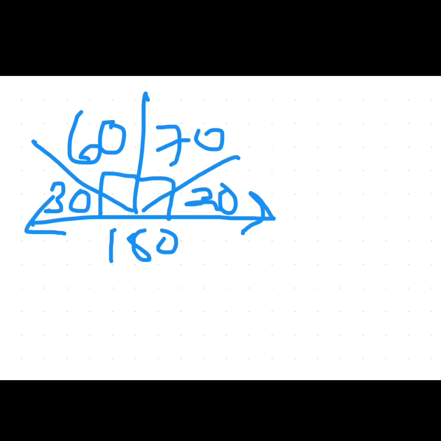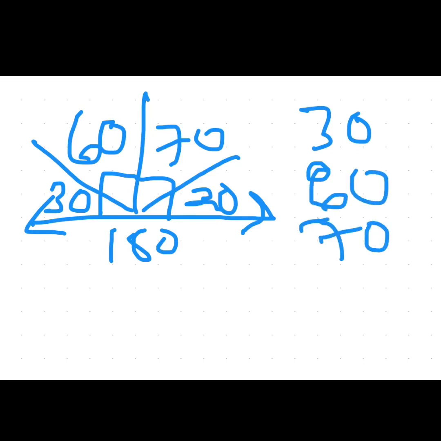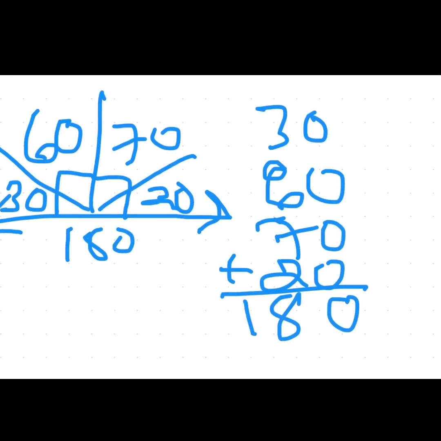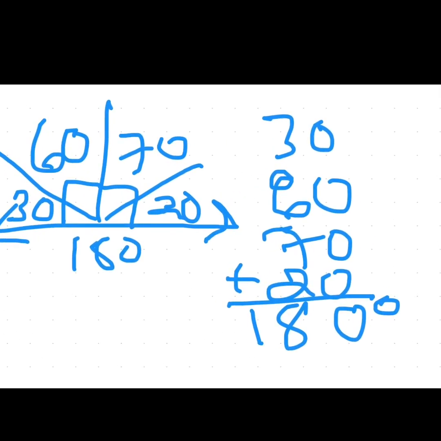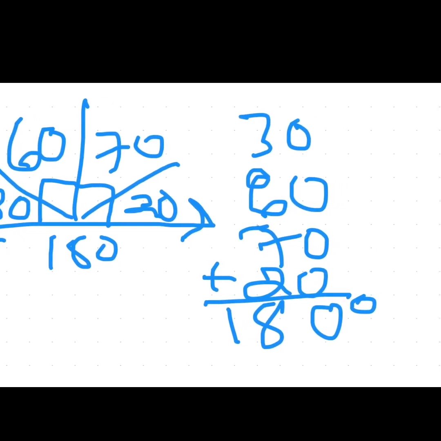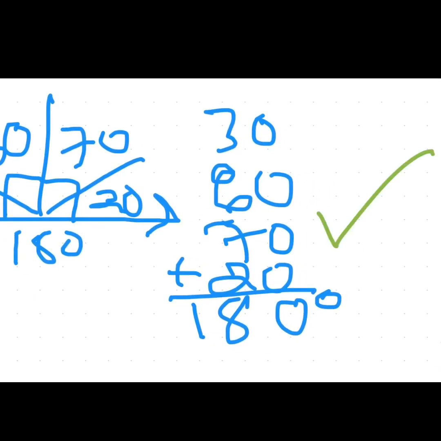You can also just add all your numbers up. 30, 60, 70, and 20. And that should also equal 180. You got zeros there. 6 and 3 is 9. Plus 7 is 16. Plus 2 is 18, which would give me 180 degrees. So my answers check out. Awesome.